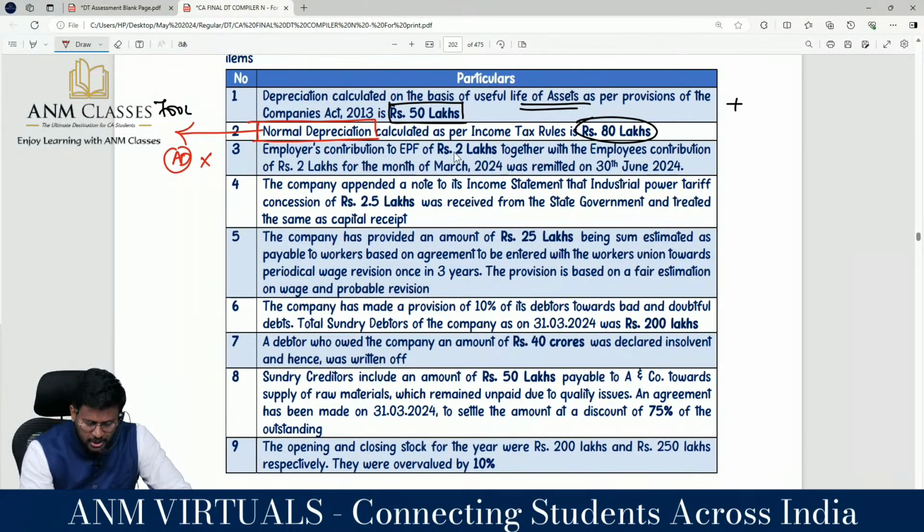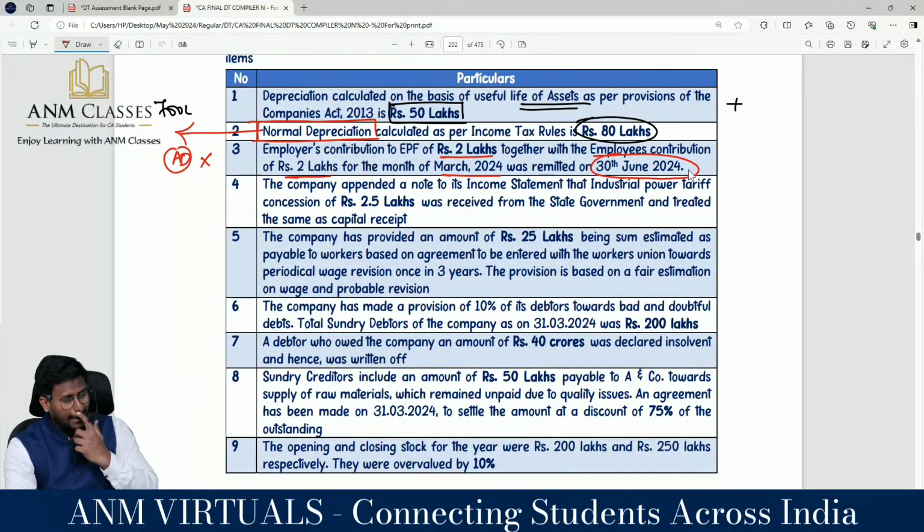Employer's contribution to EPF of 8 lakh, together with employees' contribution of 2 lakh for the month of March, was remitted on 30th June. Sir, they are again talking about the 43B implication, correct? Any tax, duty, cess or fees payable, any interest payable to a scheduled bank, interest payable to a financial institution or NBFC, bonus or commission to employee, leave salary to employee, employer's contribution. Highlight the word. Employer's contribution for the welfare of the employees.